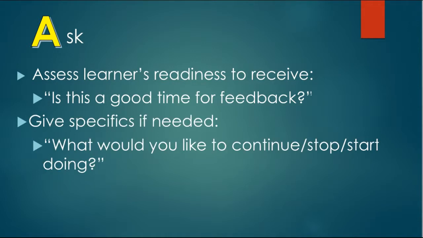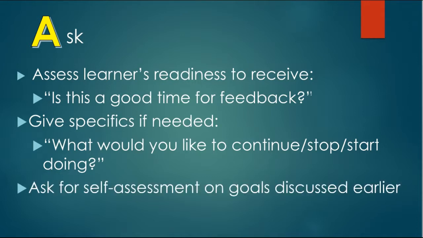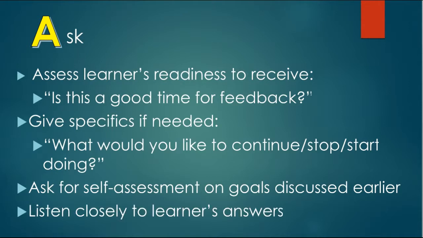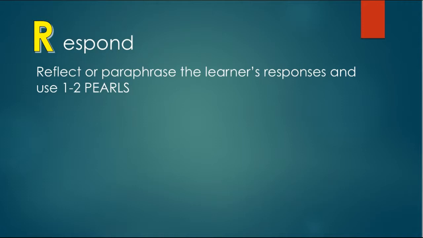Give specifics if needed. When you begin to give the feedback, you're first going to ask, what would you like to continue doing? Or what would you like to stop doing? Or what would you like to start doing? This is a good time to ask for your learner's self-assessment on any goals that you may have discussed with them earlier in their learning experience. And make sure that you do generous listening. You really want to listen carefully to the answers that they give you so that you can go on to the next step. The next step is to respond to your learner's statements.